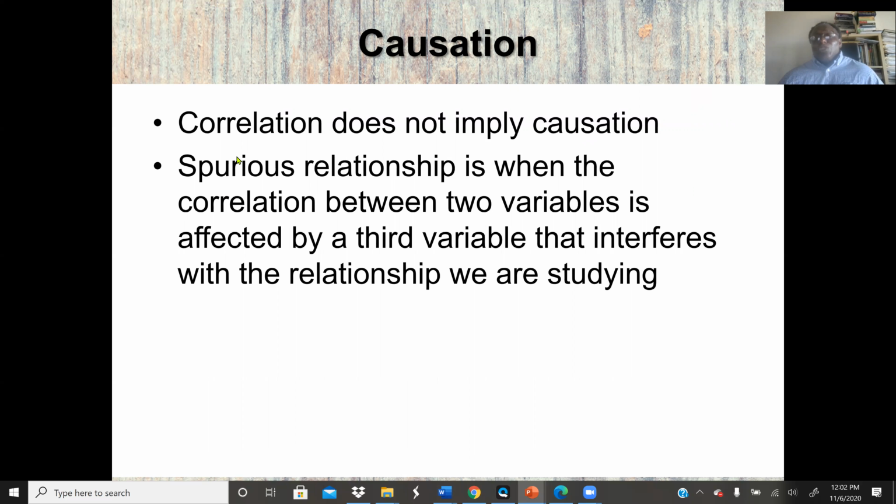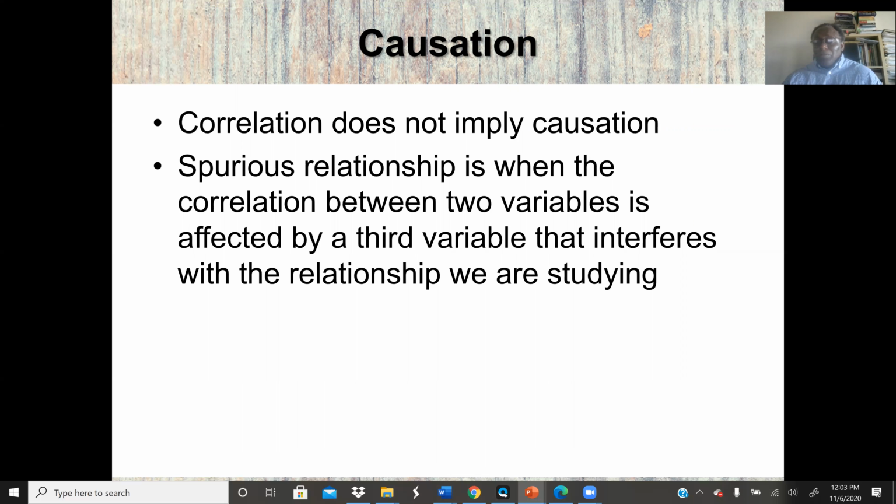But we may have a spurious relationship, which is when the correlation between two variables is affected by a third variable. Normally we use the term confounding variable. So a very simple example here is we know that in the summer in Florida, shark attacks increase. Many people get attacked by sharks because the Florida beach starts to get warm. When it's warm, the sharks come close to the shore, where people are swimming. So often there will be a shark attack between the shark and the human being.